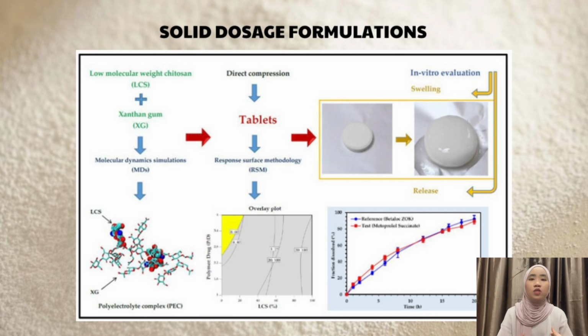Metoprolol succinate was found to be localized more in the core of the tablets in the beginning stage of dissolution because of film formation between xanthan gum and low molecular weight chitosan, which prevents the penetration of excessive water into the tablet matrix. The film begins to disintegrate or erode in the final stage of the breakdown process, enabling complete tablet hydration and a consistent drug distribution in the swelling tablet, as you can see in the figure.